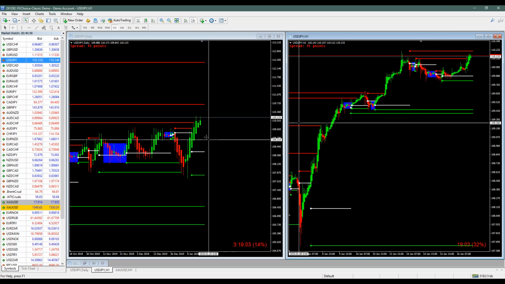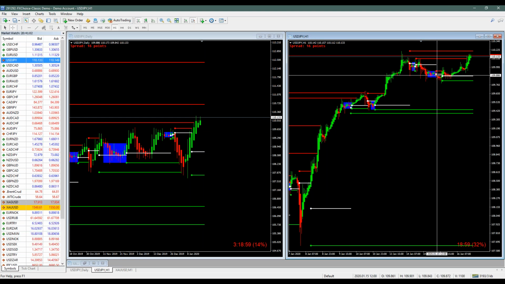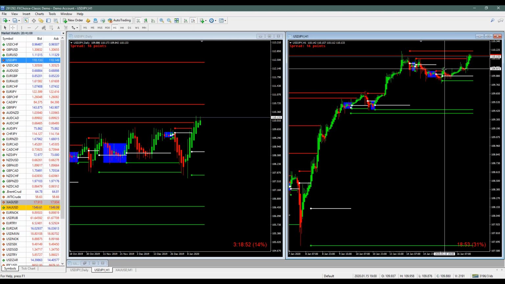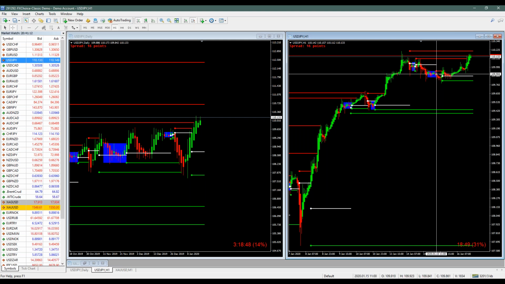Now, this is interesting right here. We're still clearly green on the daily, right? So as you broke out short right here, this is another opportunity. So you could have got back in long right here. But again, at this point, this is starting to feel like a downtrend.